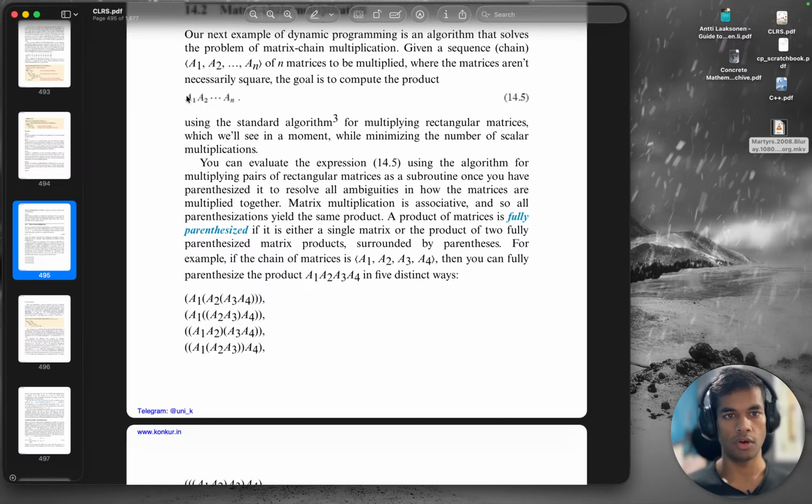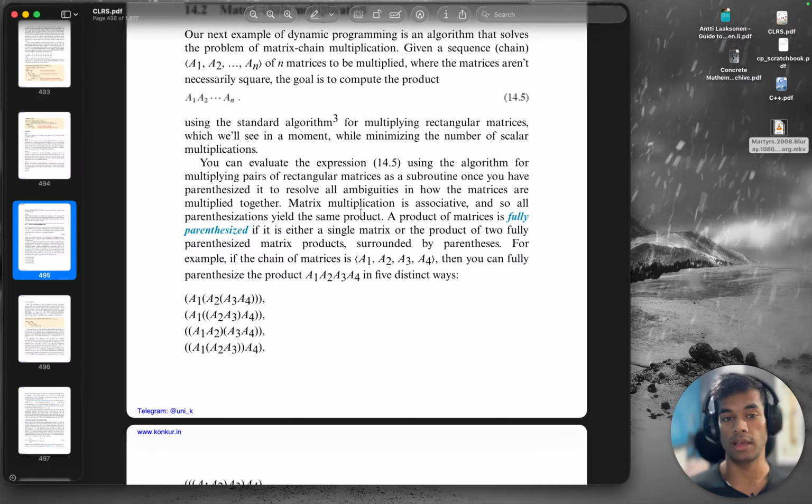Since you have an expression of matrices A1 into A2 into A3 into till AN, you can parenthesize and then you will know your sequence of multiplying the matrices. Matrix multiplication is associative. So A1 into A2 into AN equals A2 into AN into A1. So that is cool. The product of matrix multiplication is associative, and so all parenthesizations yield the same product. So we get the same product.